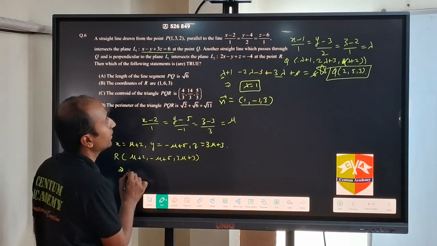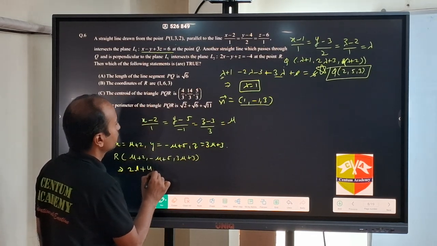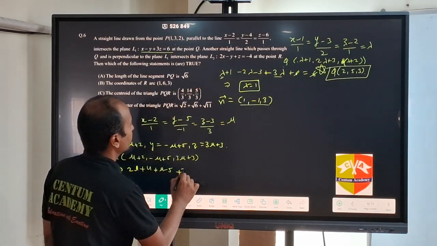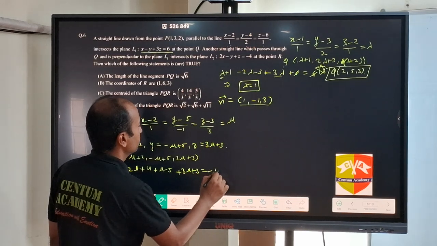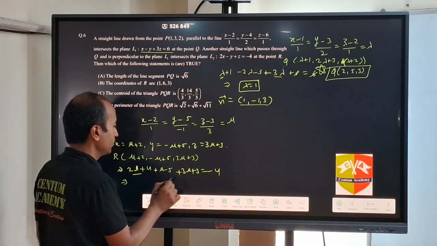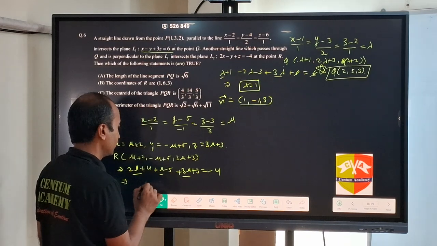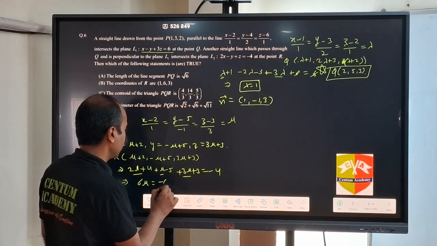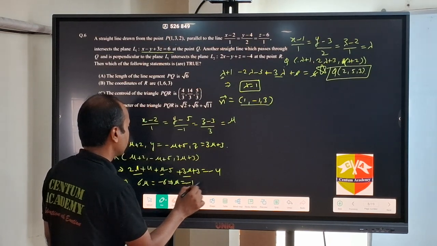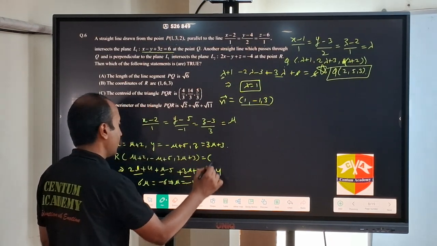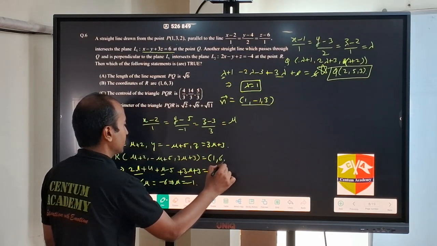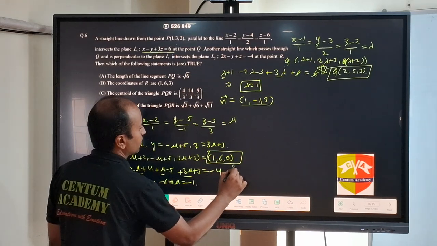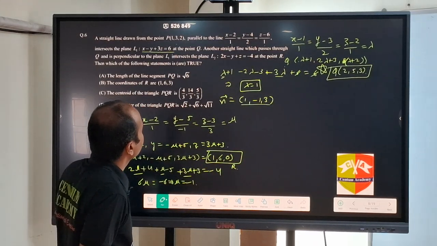So if I substitute that, I'll get 2 mu plus 4 plus mu minus 5 plus 3 mu plus 3 equals minus 4. So 2 mu plus mu plus 3 mu is 6 mu, equals 9 minus 3, which is minus 6. So my mu equals minus 1. If I substitute mu equals minus 1, this point R will be (1, 6, 0). So I got point R as well. I got Q, I got R, I have P.